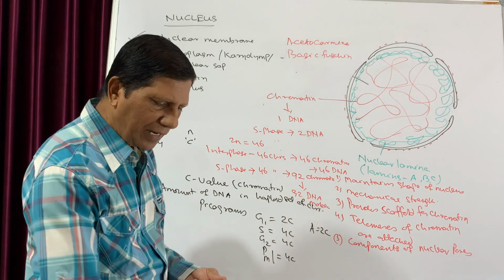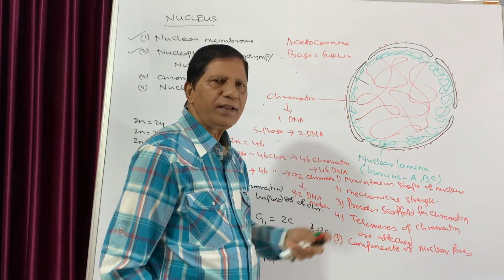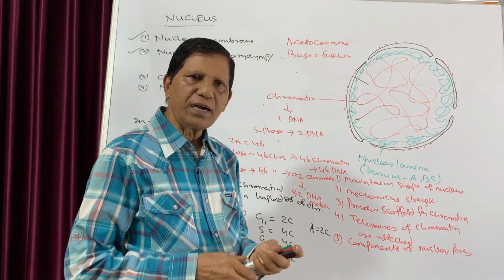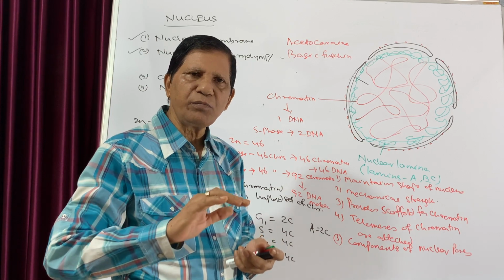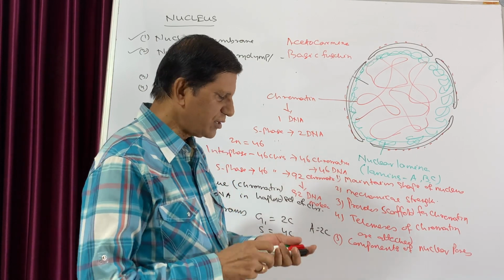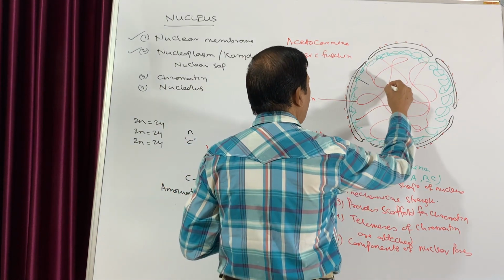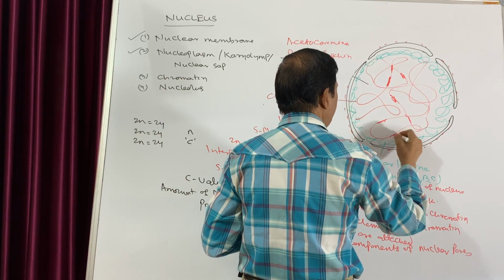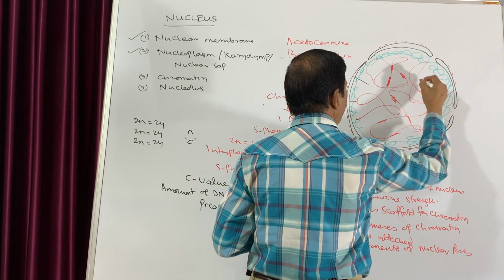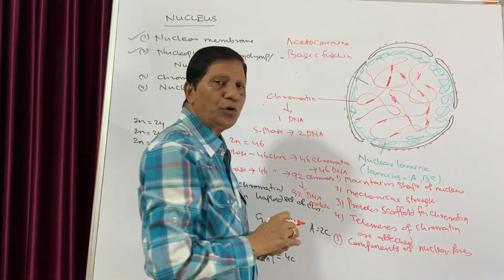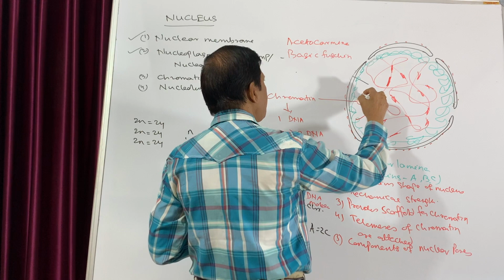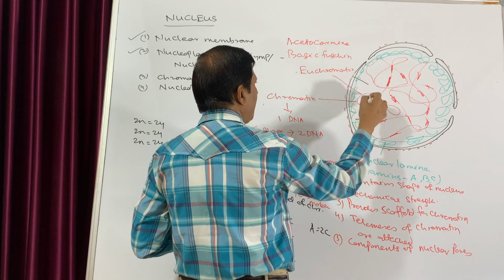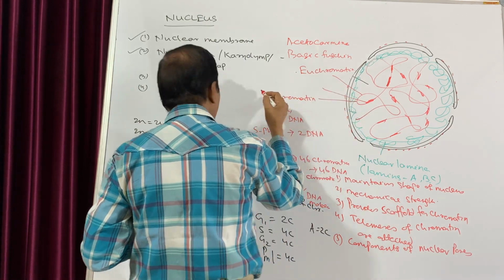Then another important aspect is that when chromatin is stained with either acetocarmine or basic fuchsin, it is found that the entire chromatin is not uniformly stained. There are some light parts, while some are very darkly stained parts. Those which are lightly stained are known as euchromatin, and those which are darkly stained are known as heterochromatin.